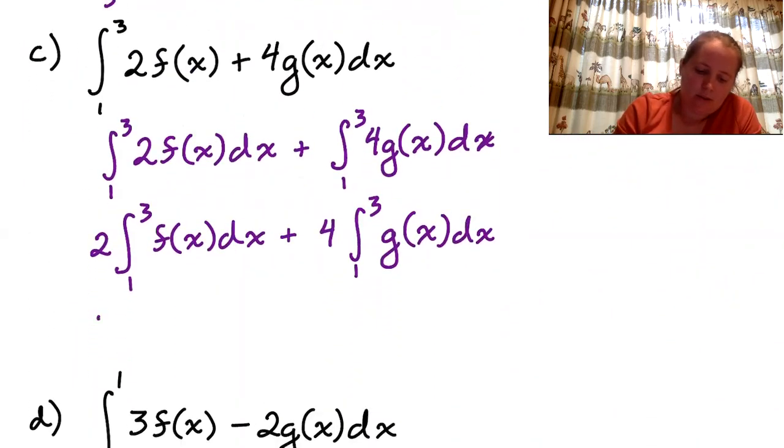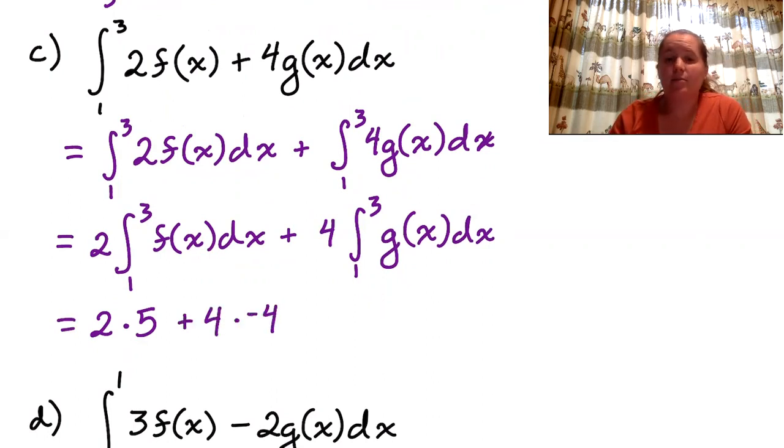So this becomes 2 times 5. And put a bunch of equals. We have 2 times 5 plus 4 times -4, or 10 minus 16, otherwise known as -6.